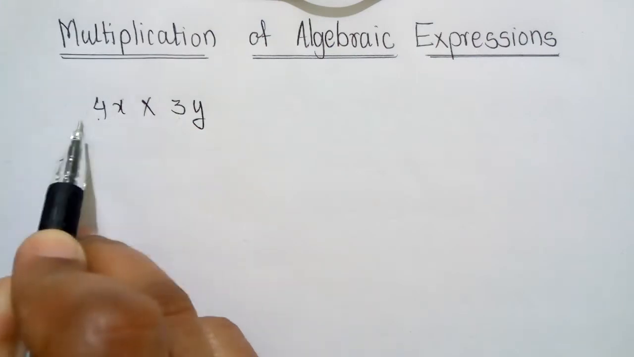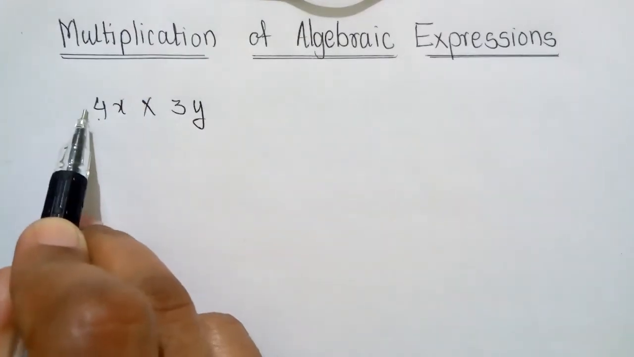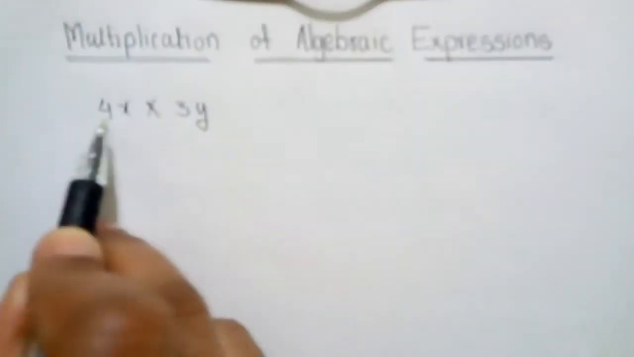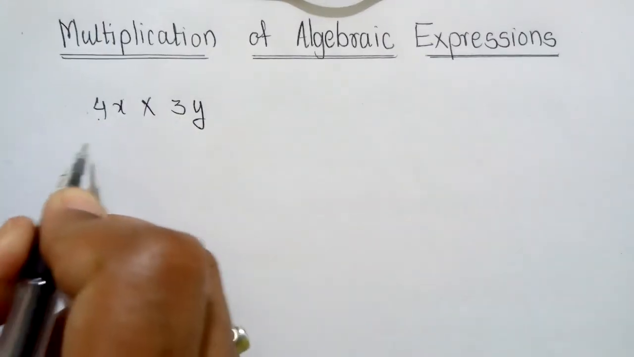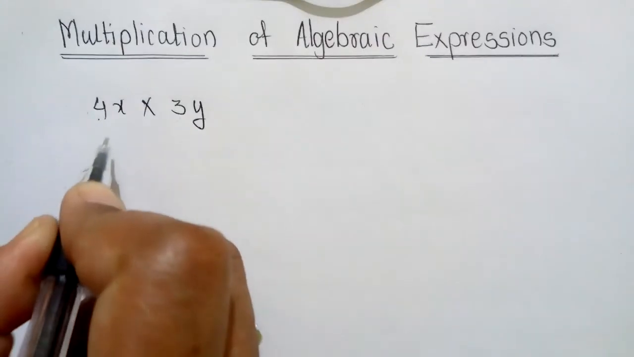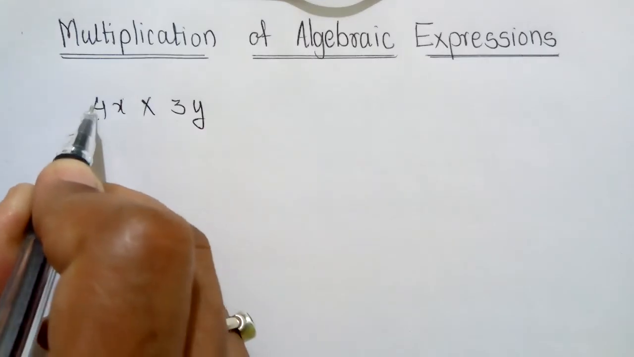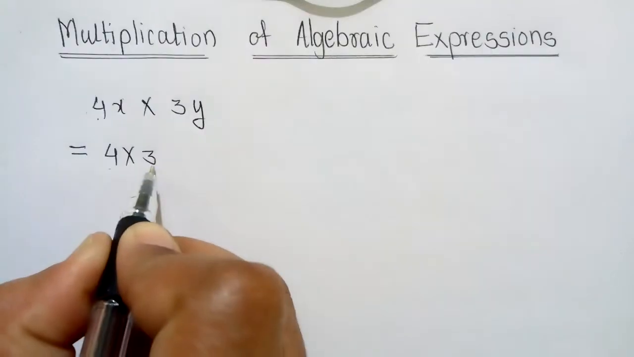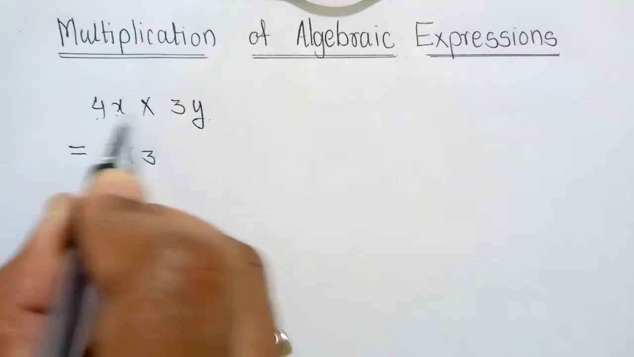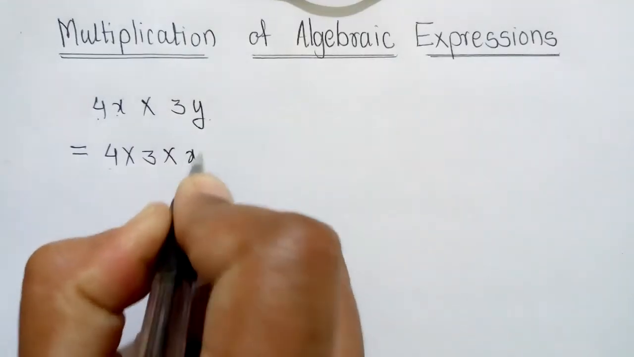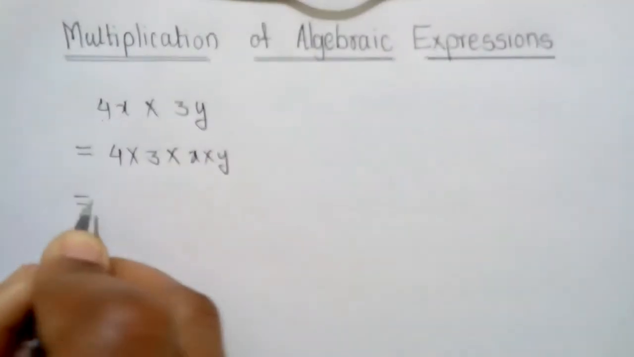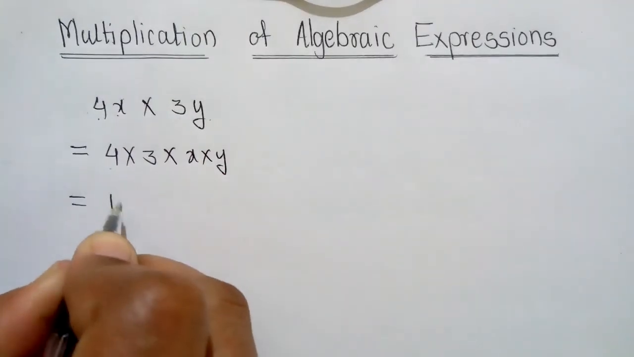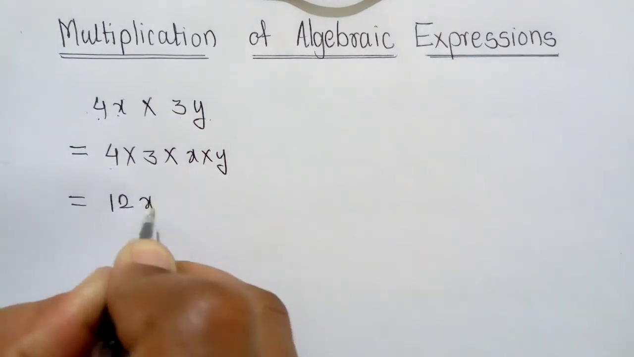Which two are coefficients here? 4 and 3 are coefficients. And signs are here plus, here also plus. So both are positive. Along with signs, first we have to multiply coefficients. So 4 into 3, and then we have to multiply variables, x into y. Now 4 into 3, 12. x into y, xy.